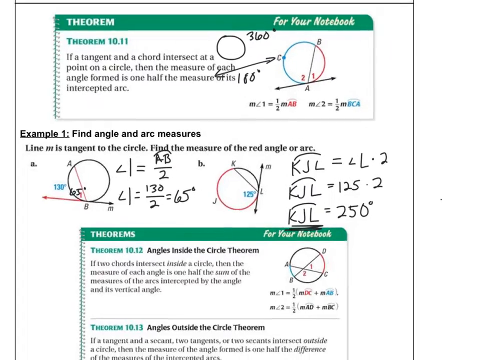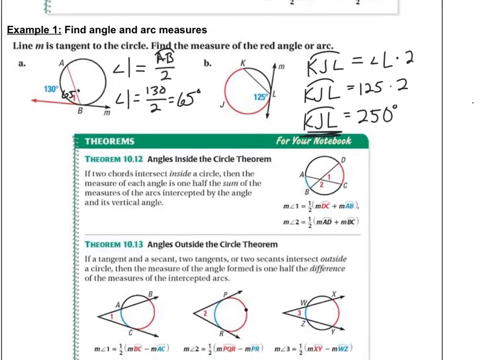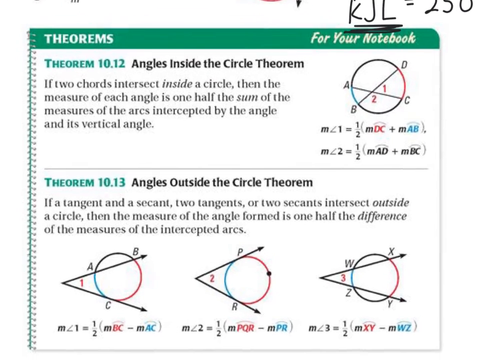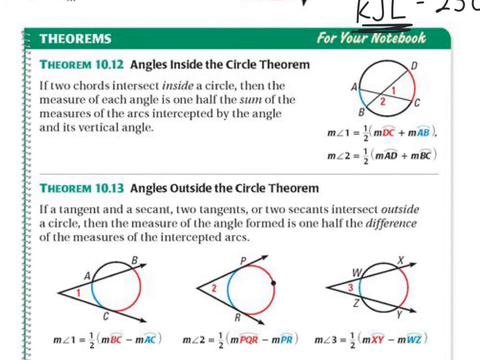Okay? Now, that's when an angle is formed on a circle. Some interesting things take place when angles are formed inside or outside of the circle. When they are formed inside the circle and don't go through the diameter, when two chords intersect inside a circle, then the measure of each angle is 1/2 the sum of the measures of the intercepted arcs by the angle and its vertical angle.